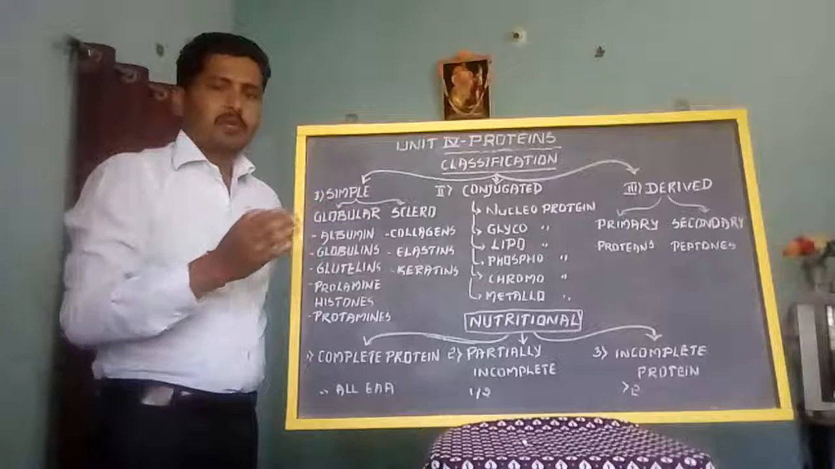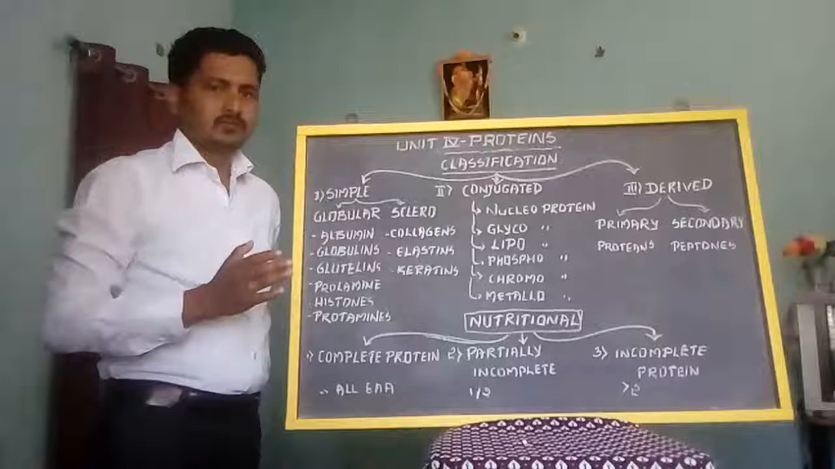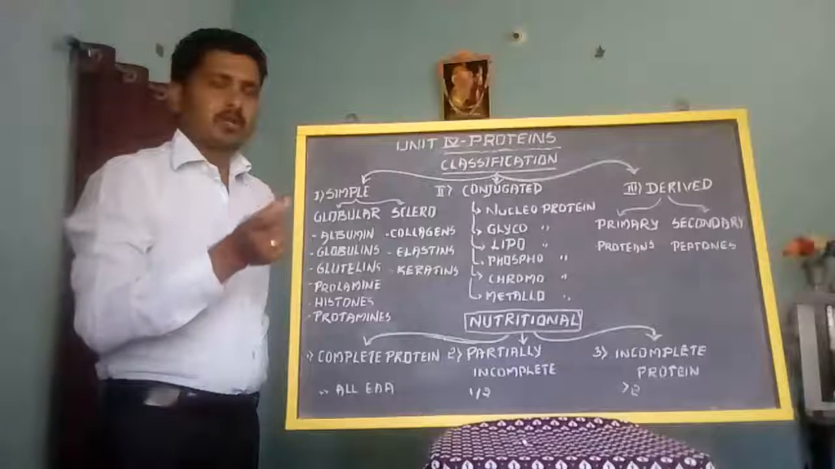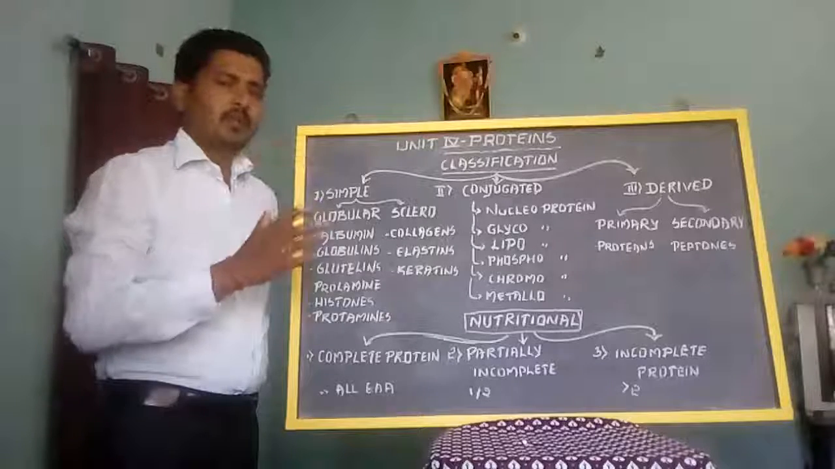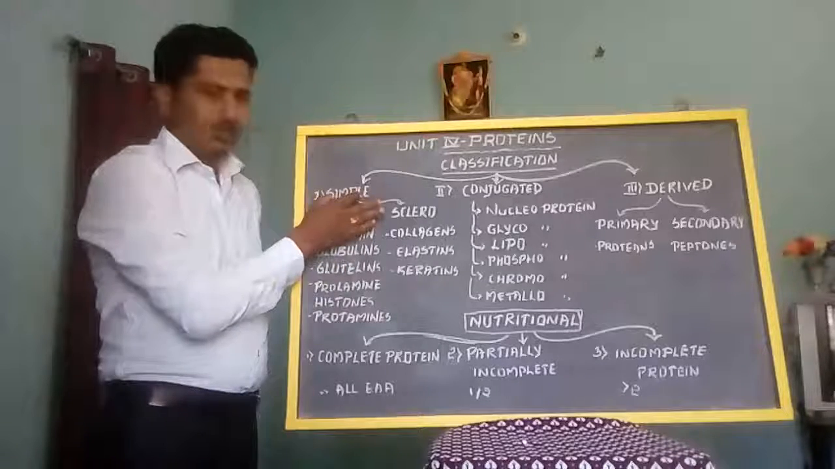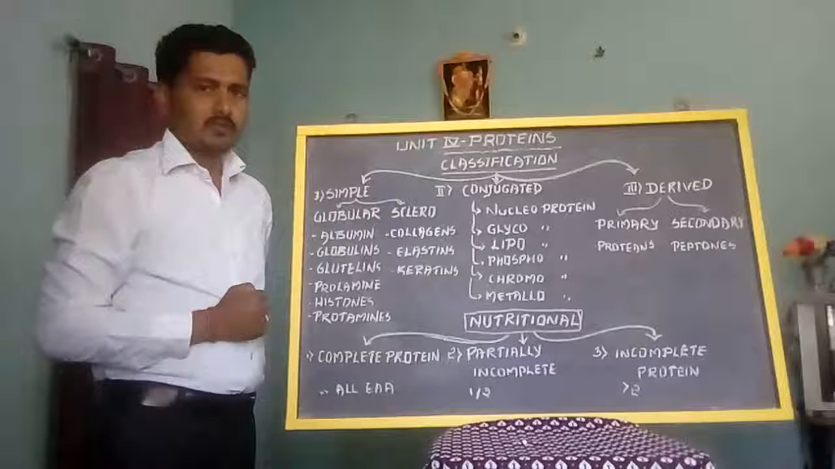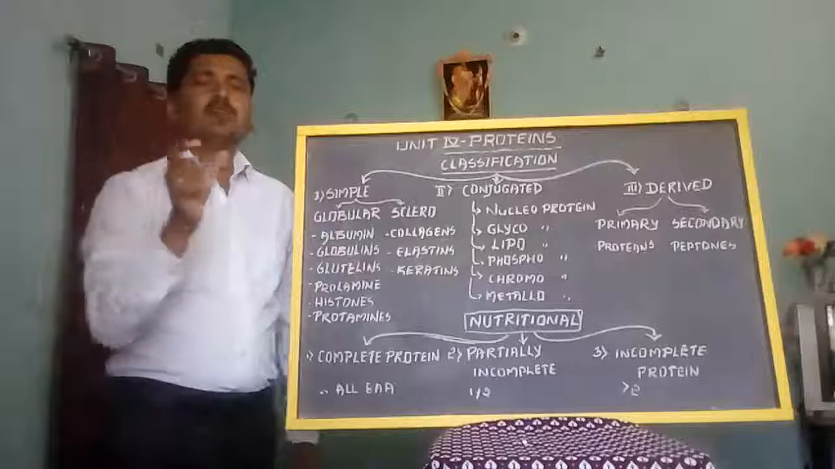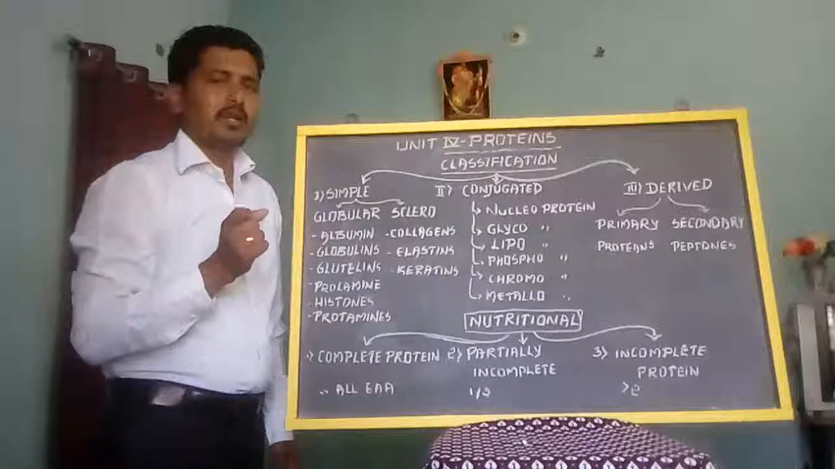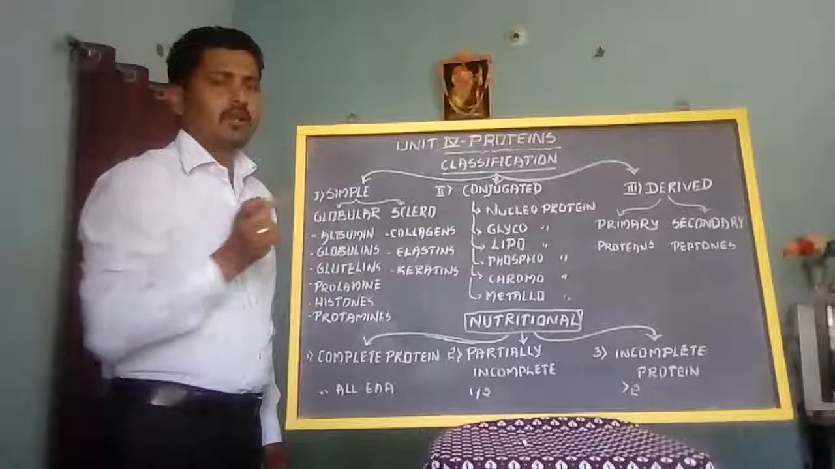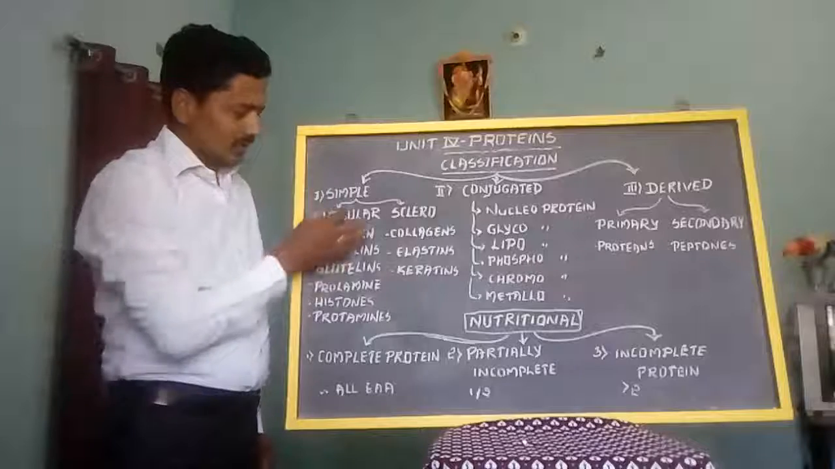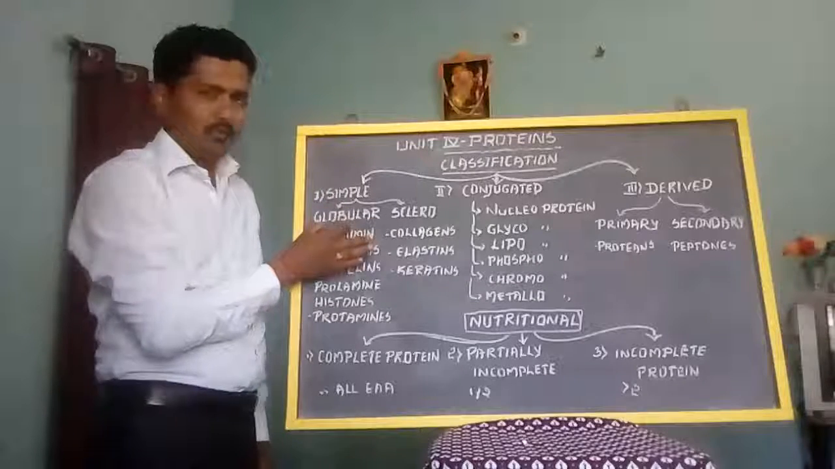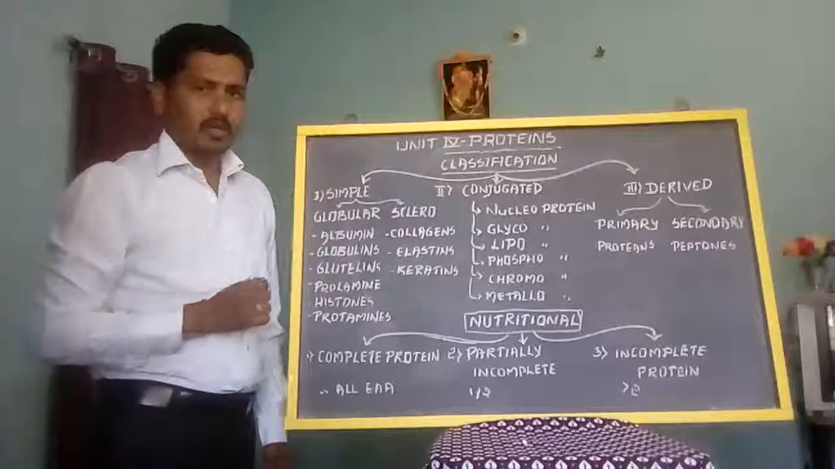Simple proteins cannot be further hydrolyzed. On hydrolysis we will get amino acids which cannot be further hydrolyzed. Those will be called simple proteins. And among these simple proteins, based on the structure of the protein we are getting, we will classify them as globular protein and scleroprotein.